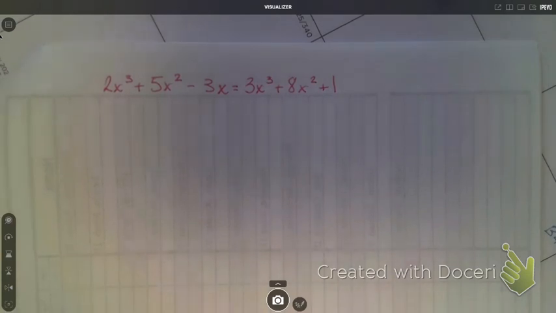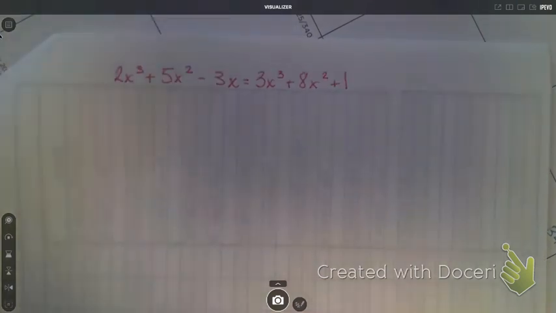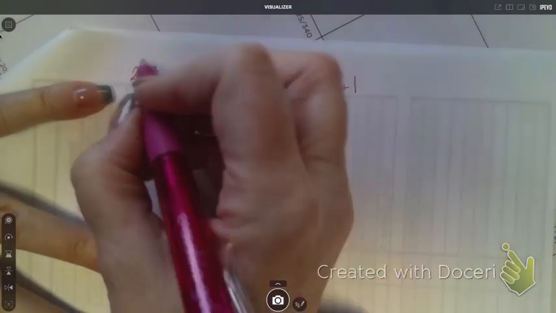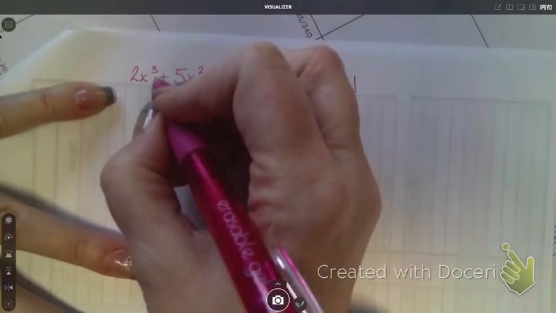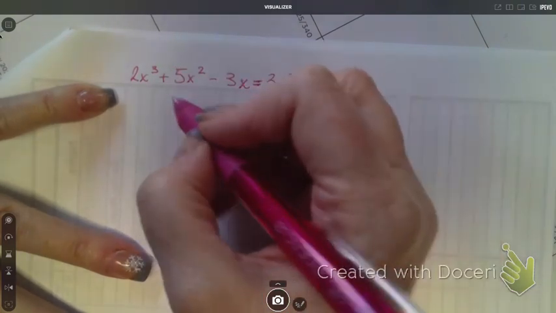So what's the first thing I need to do? Combine the two. Set it equal to 0. I know what you meant, but we're on opposite sides of the equation, right? So do you want to go to the left or to the right? This is right. This is left. I want to go to the right.